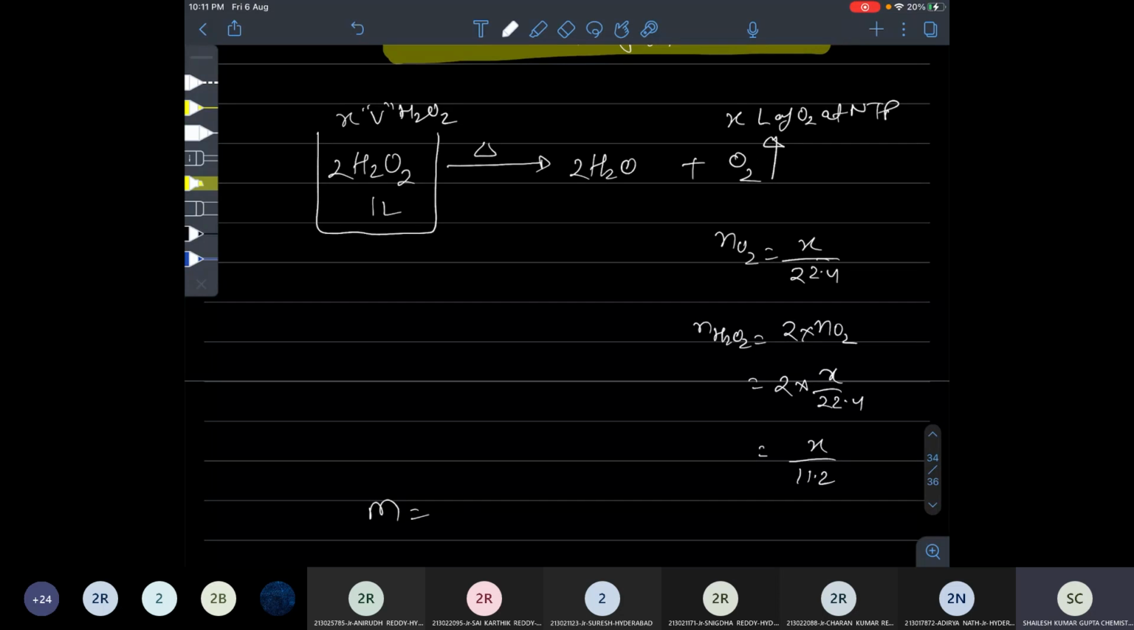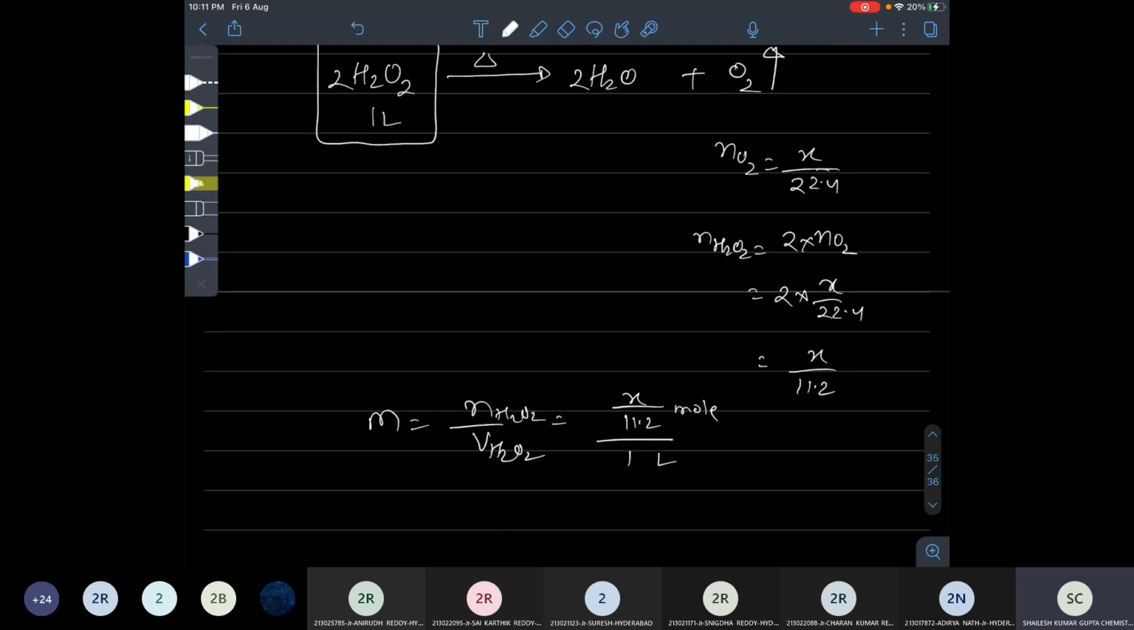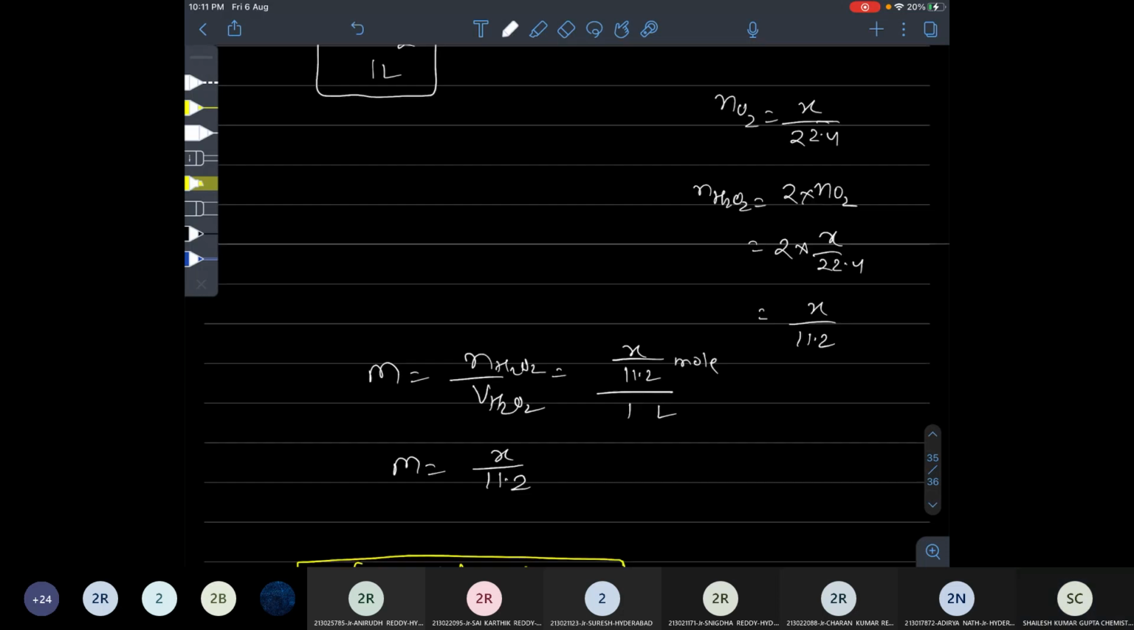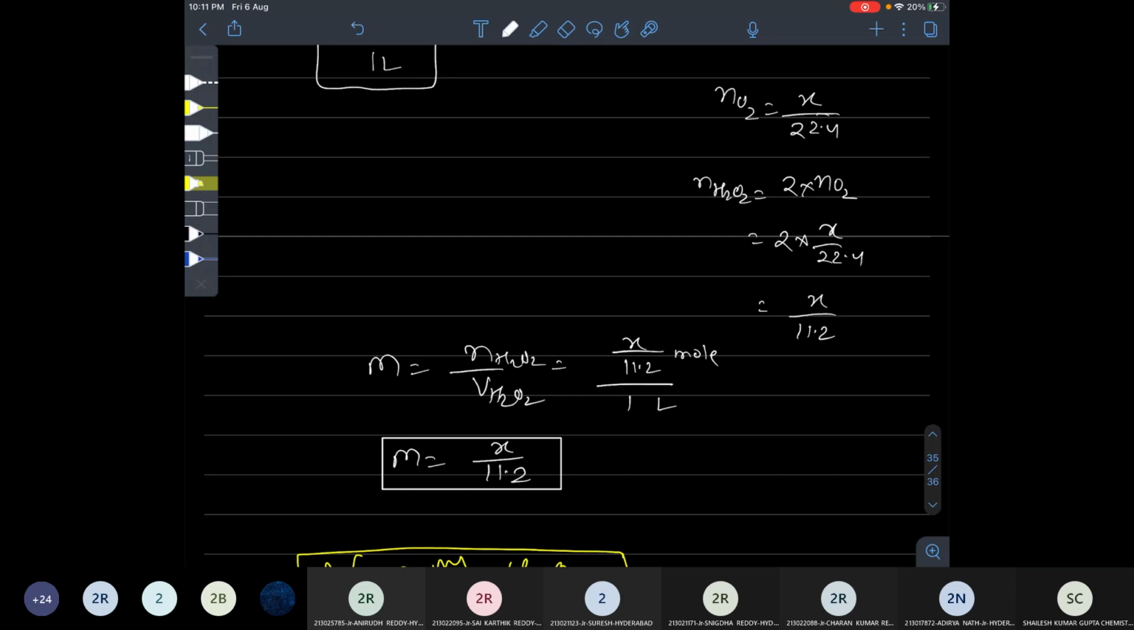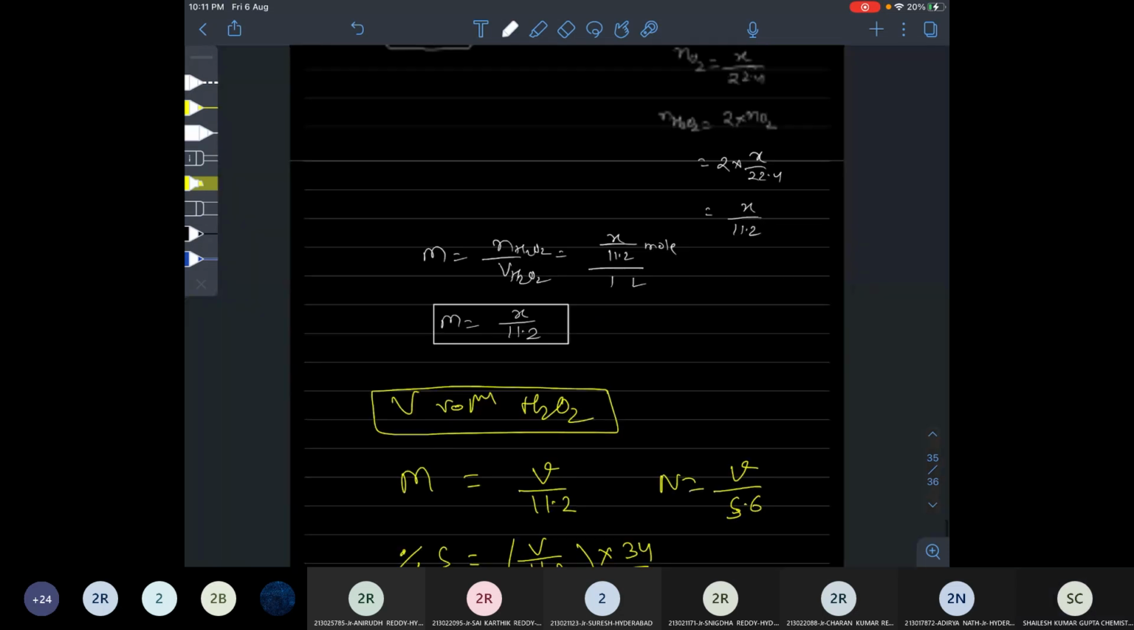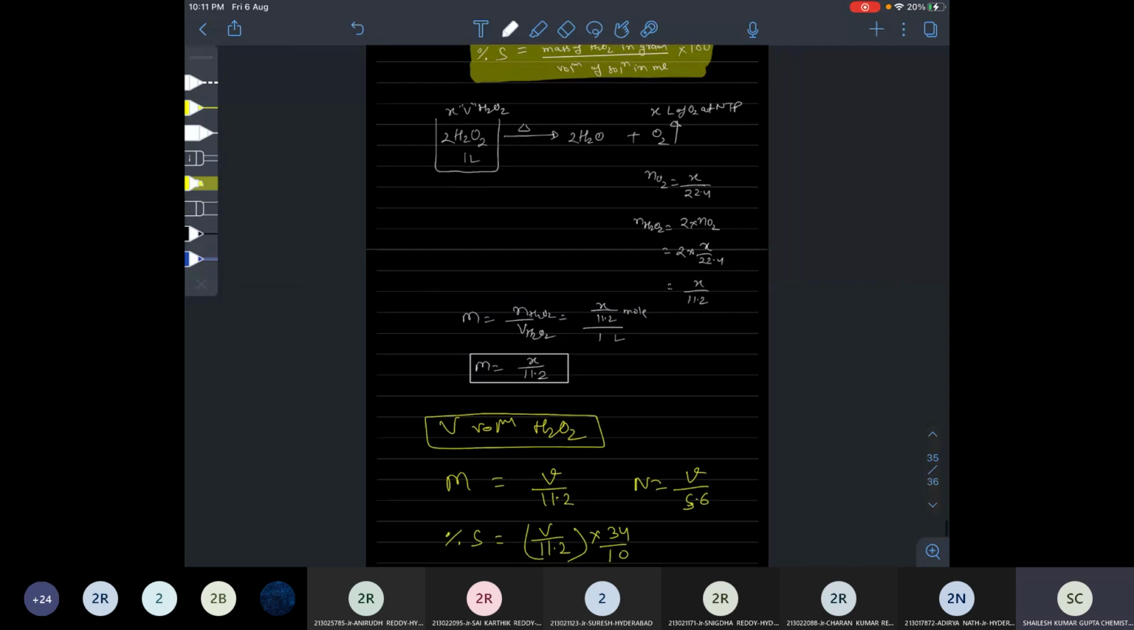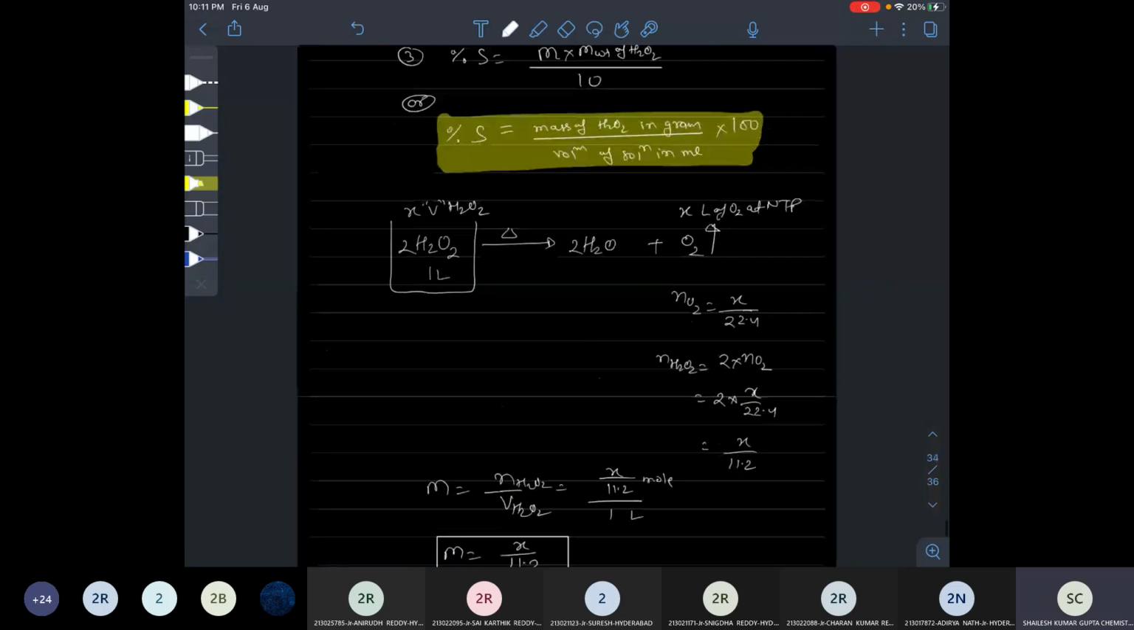From here, molarity is equal to mole upon volume of H2O2. Moles of H2O2 is X upon 11.2, volume is 1 liter. So this is mole, this is liter. So how much did you get? You got X upon 11.2. Got my point? This is how it is derived.